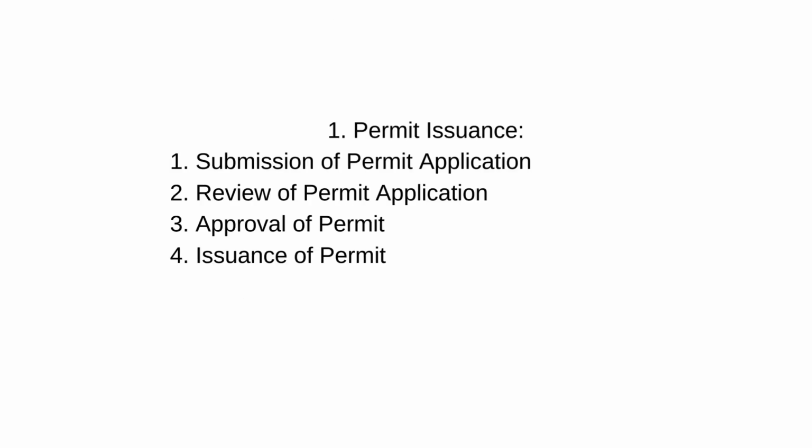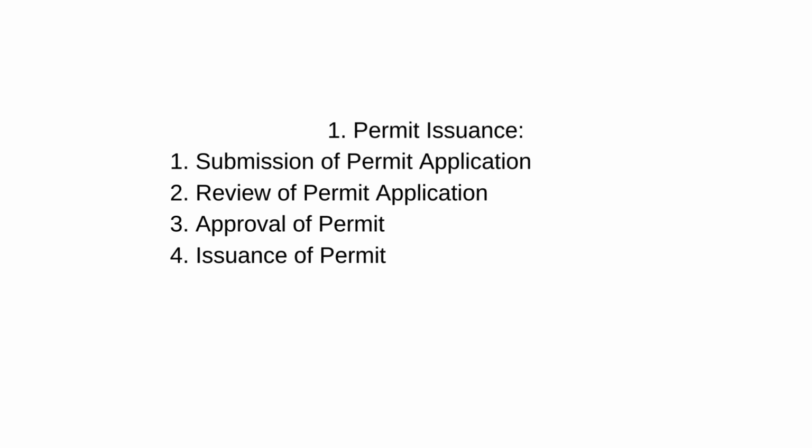Now let us discuss permit issuance, authorization, and closure procedure. By following a systematic permit issuance, authorization, and closure procedure, organization can ensure that hazardous work activities are conducted safely in compliance with regulations and with appropriate risk management measures in place.